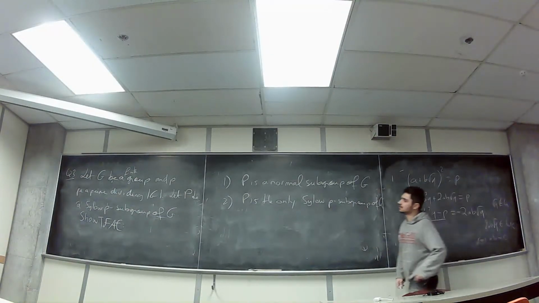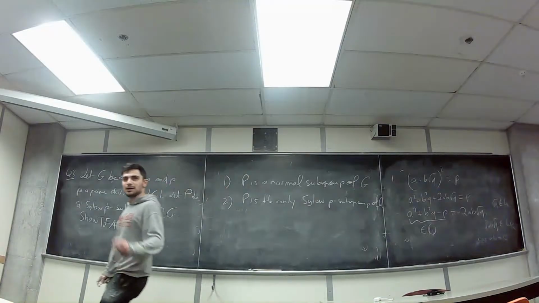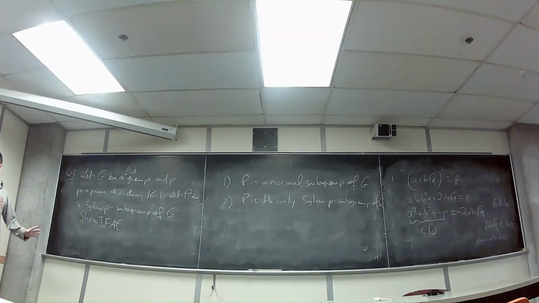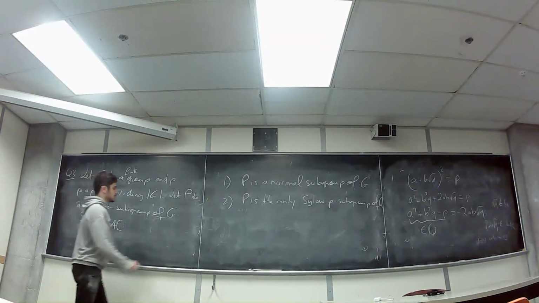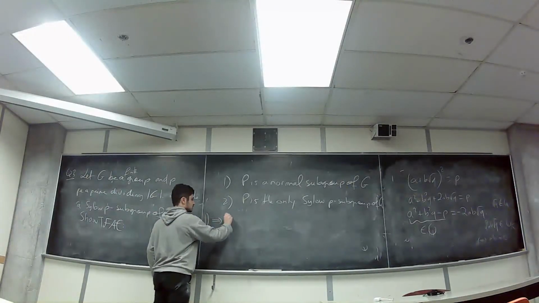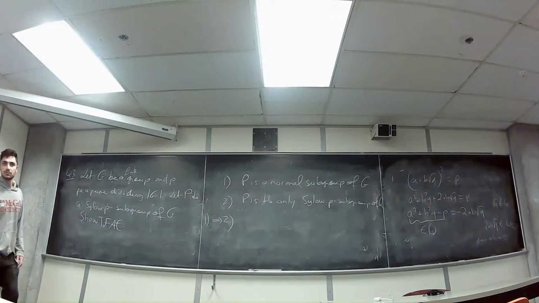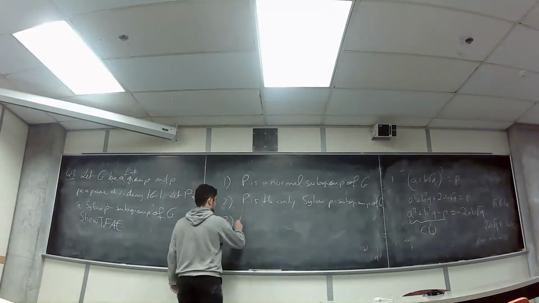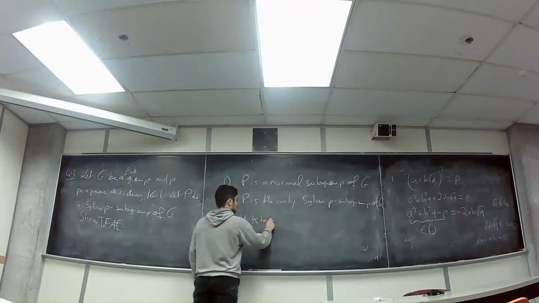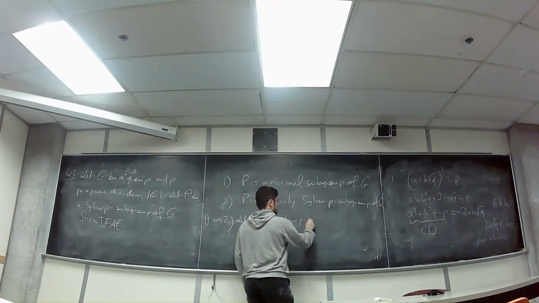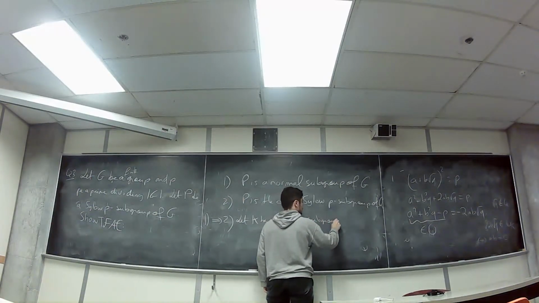Great. Let's prove that. Which way do you want to start? I think I said at some point that the proofs should be very short. They're very short, right? Okay, so let's do 1 implies 2. Suppose that P is a normal subgroup of G, then P is the only Sylow P subgroup of G. So let K be a Sylow P subgroup of G.